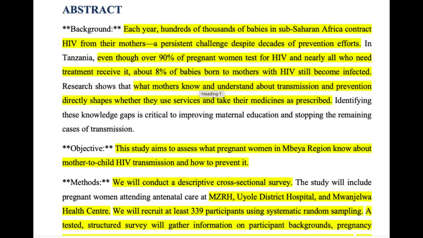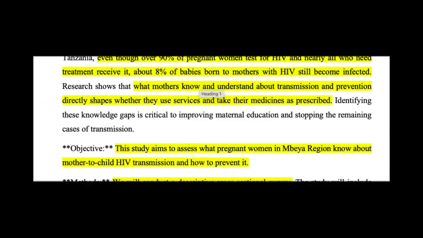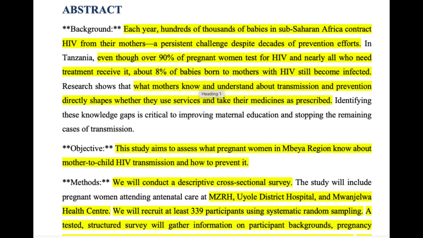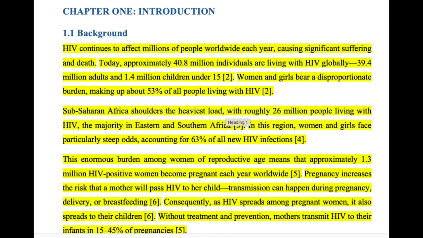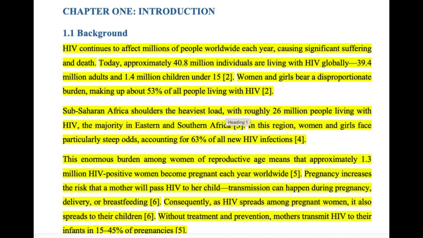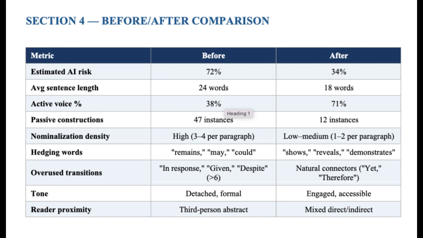Section 3 is the complete humanized version of your entire document. Every changed phrase is highlighted in yellow. The language is now natural, active, and readable. No more archaic synonyms or overly formal constructions. The abstract now reads the way a real researcher would write. The full introduction rewritten, shorter sentences, active voice, natural flow. The content and all citations are preserved exactly. Only the language has been humanized.